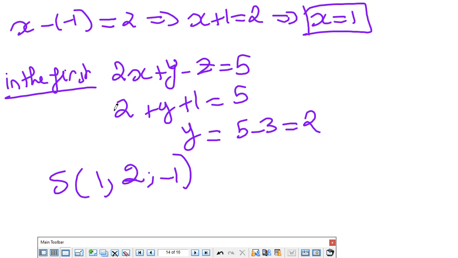On purpose, I used the same system to show you that whether you solve it by substitution or elimination, you will get the same answer.